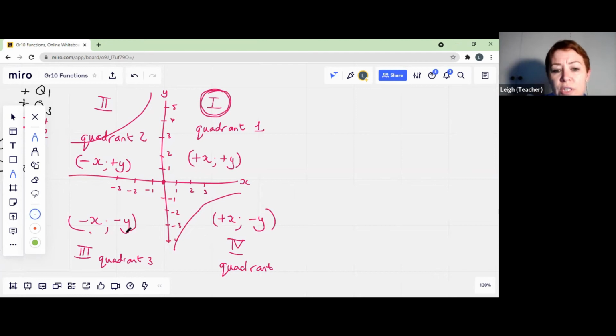What do you notice is the same about quadrant 2 and quadrant 3? Negative on both sides. X is negative. Indeed. And what's the same about quadrant 1 and quadrant 4? Quite right, Sihle. X is positive. Beautiful. Quite right, 100%, x is positive.